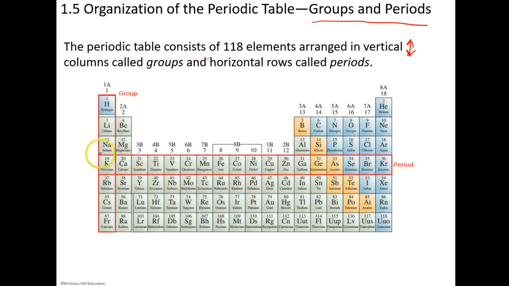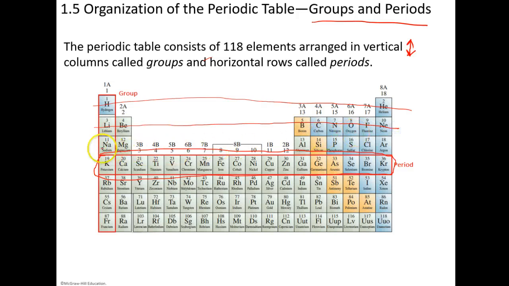All right, this is a period. So here's period 1. Period 1 is composed of hydrogen and helium. Period 2, from lithium to neon. Period 3, sodium to argon. Period 4, potassium to krypton. Period 5, period 6, and finally period 7 goes from francium all the way to UUO.